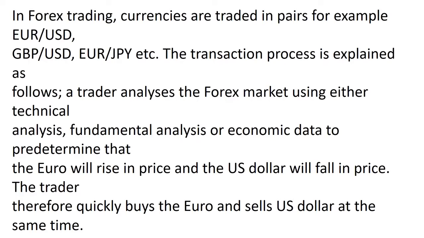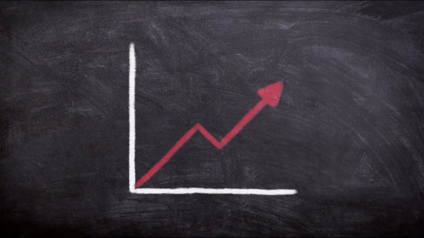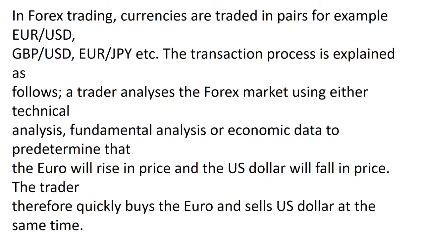In Forex trading, currencies are traded in pairs. For example, Euro/USD. So we can say the Euro is the base currency while the USD is the quote currency. Or we can also say one is a buy and one is a sell. So once you are buying one, you are selling the other. The transaction process is explained as follows.